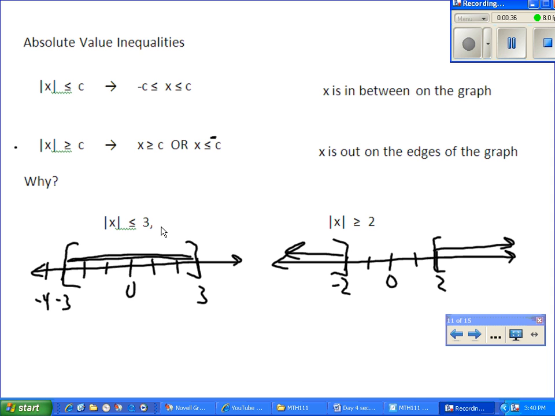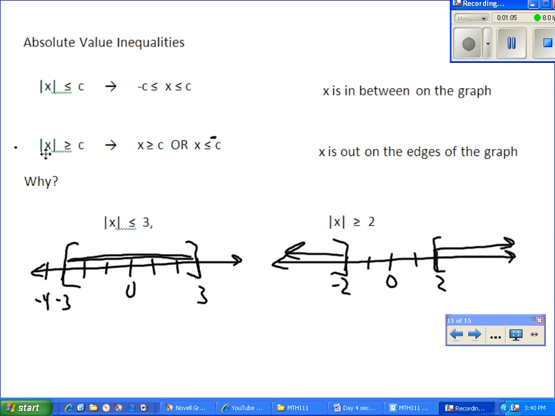If the absolute value of x is less than or equal to 3, we need numbers that are smaller than 3, but only down to -3. Because once you get to -4, it is smaller than 3, but the absolute value of -4 is +4, and 4 is not smaller than 3. So if the absolute value of x is less than or equal to a constant, that means x is in between that constant and the negative of that constant.